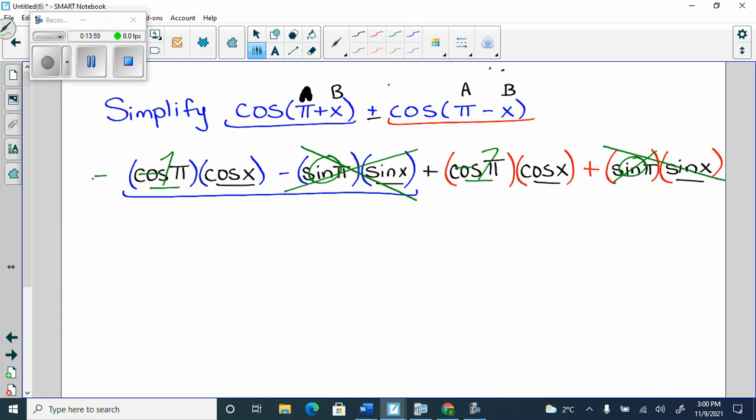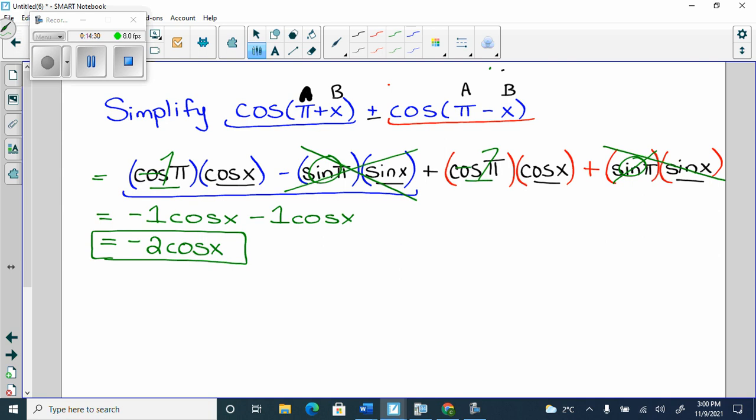So now we have negative 1 cos x. Looking better. Then we have negative 1 cos x. And then we have get out of my life. Now, if I have negative cos x minus cos x, how many cos x's do I have? Negative 2 cos x. Simplified. That was awesome. Good, great. Not so bad, right?